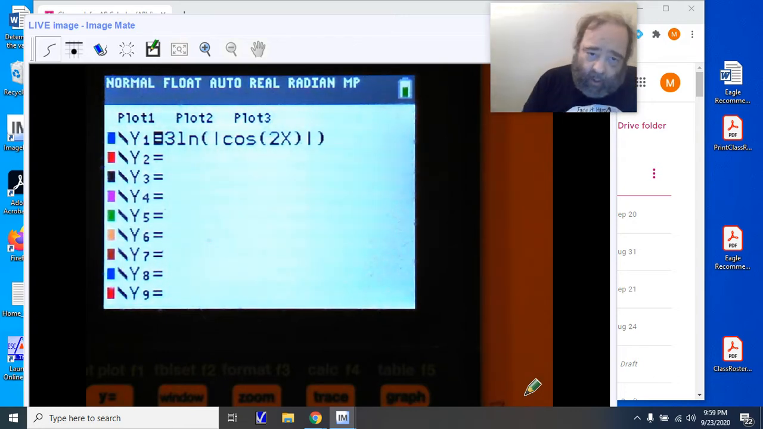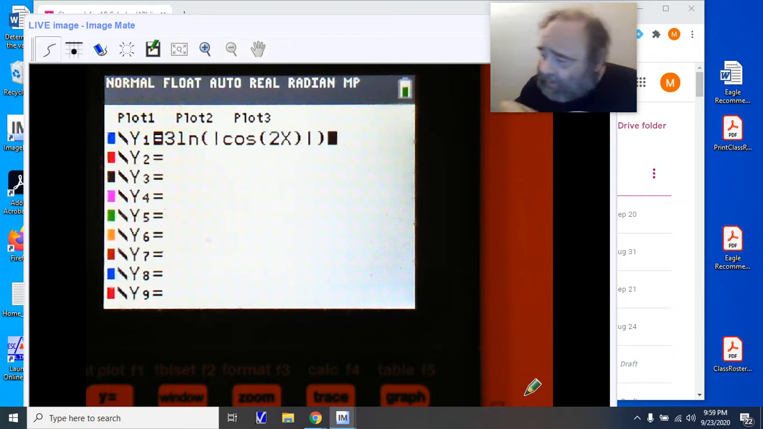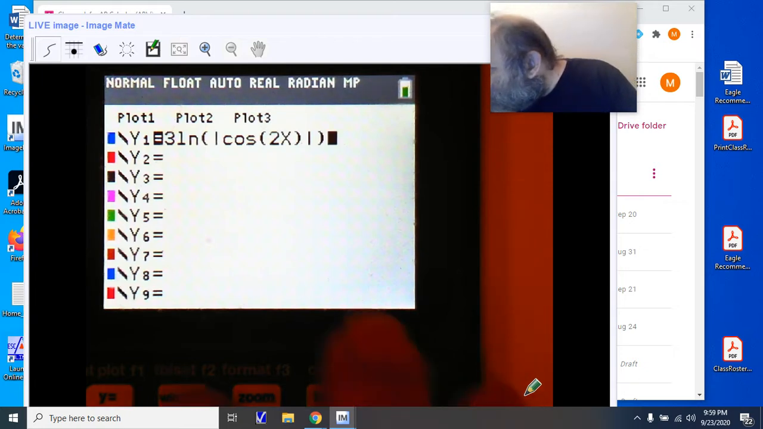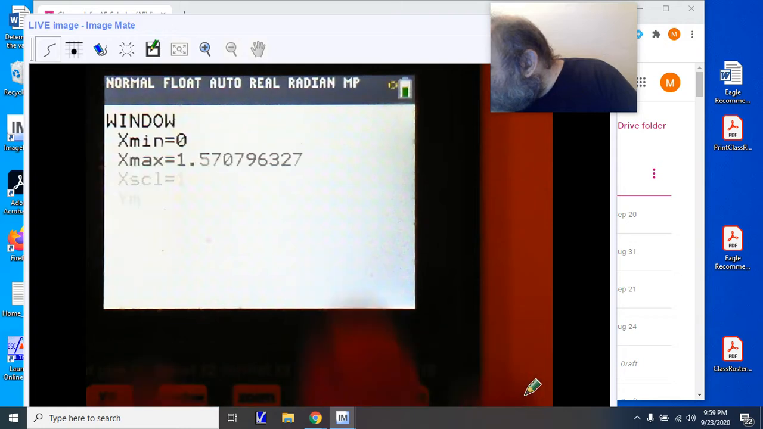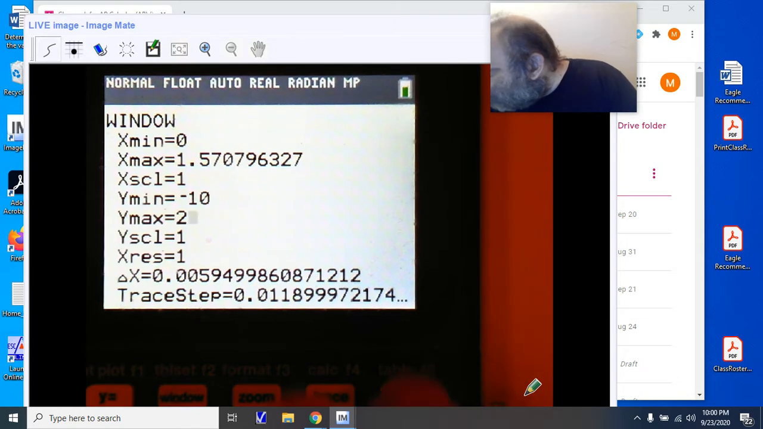Now, be aware, when I think of the 3 natural log cosine 2x and they wanted it at pi over 6, I'm saying, well, pi over 6 is between 0 and pi over 2. Now, when we do this graph, we're going to find that there is an asymptote. So just be aware. We're going to set our window. We're going from 0 to pi divided by 2. For my y min, I want to go negative 10, and for my y max, let's do a 2.